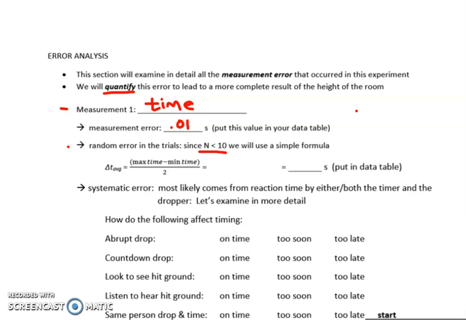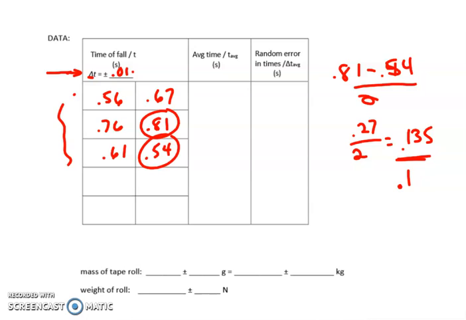In this space right here, put your max minus min divided by 2, and then round that to 1 sig fig, and then go back and fill that value in your data table. In other words, I just have one blank for that. It's a very large blank, but that's your random error.